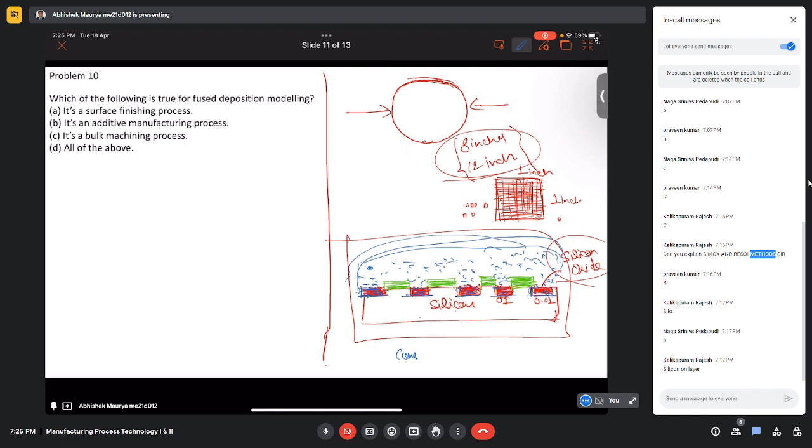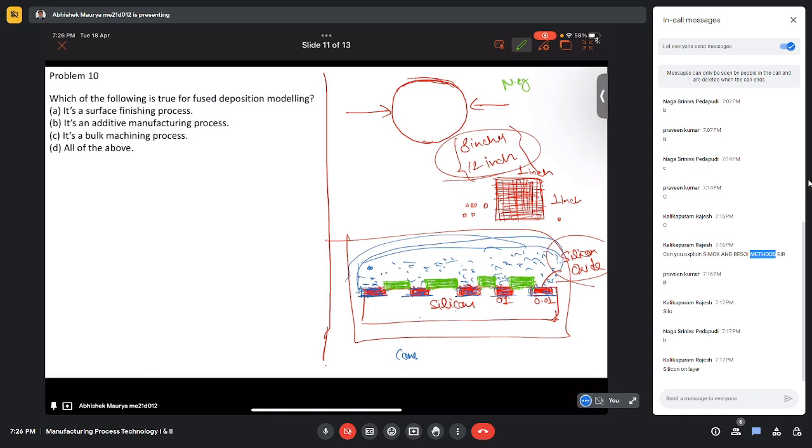So this is how it is done. But how this layer, which is the masking layer, has been created, that has been done by the photolithography technique. And you are already aware of the negative photoresist as well as positive photoresist. So those things come into the picture in order to mask this surface.